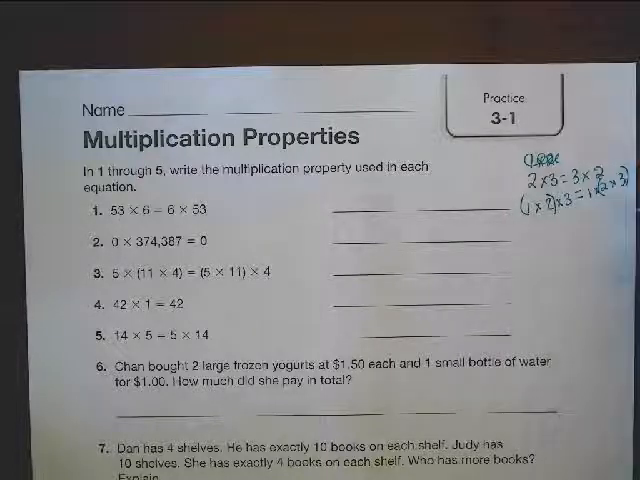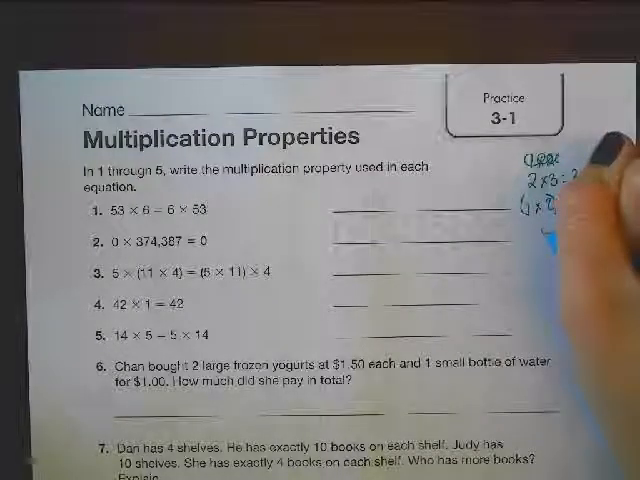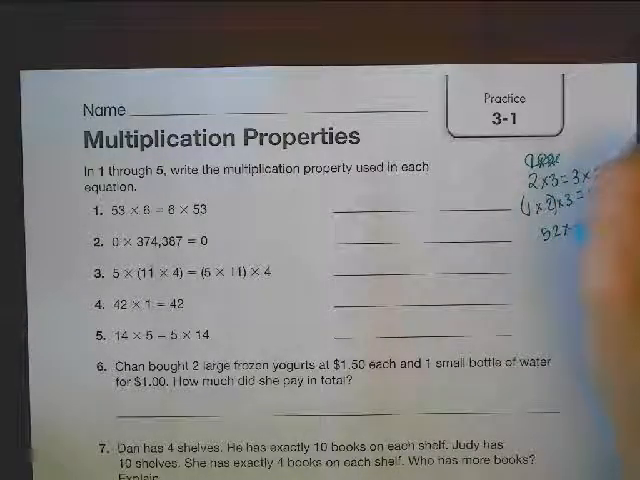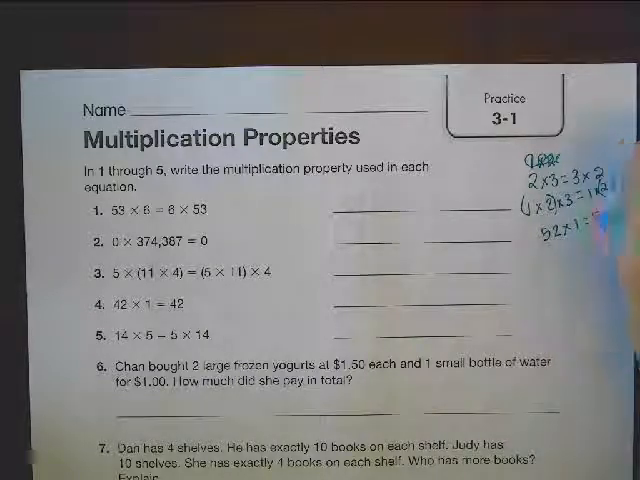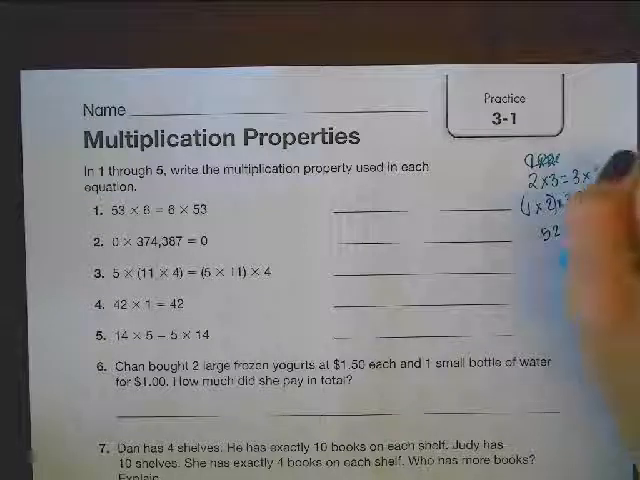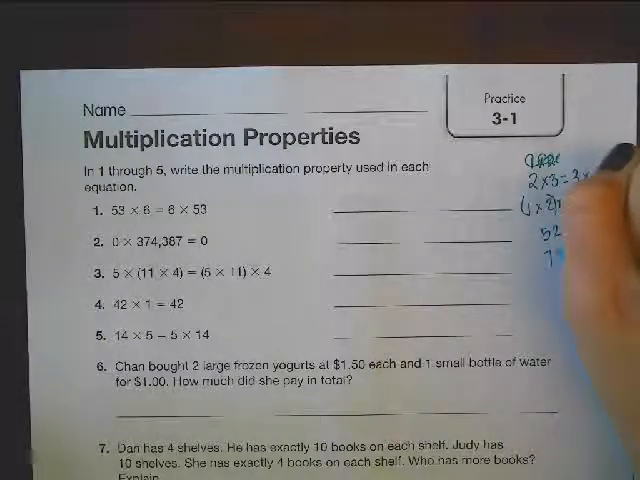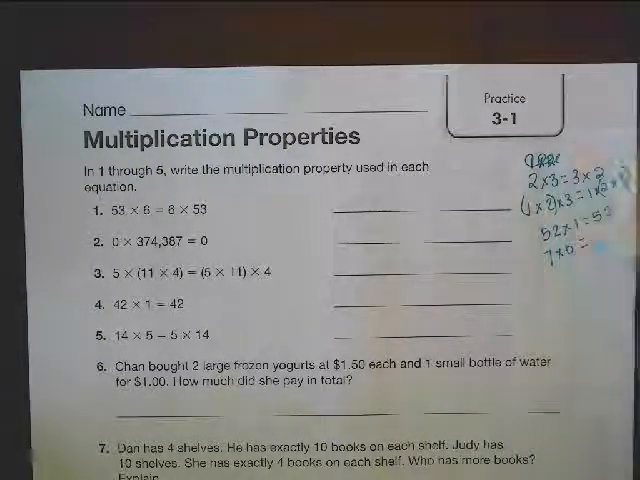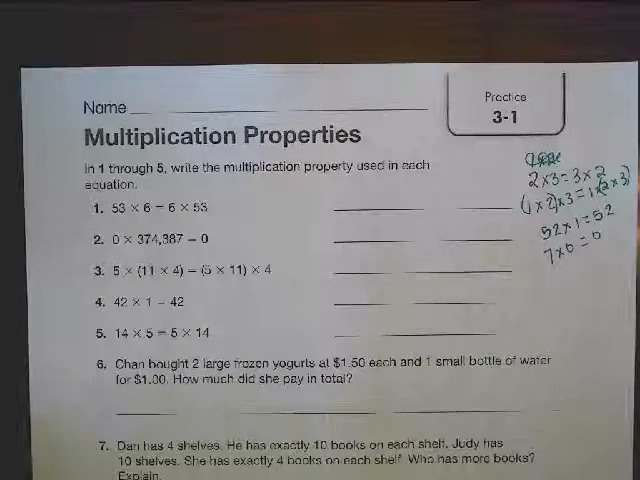Next, you have the identity property. That means any number times 1 is itself. It keeps its identity. And last but not least, you have the zero property. Any number times 0 is 0. So there's a few examples of the different properties that we learned about today.